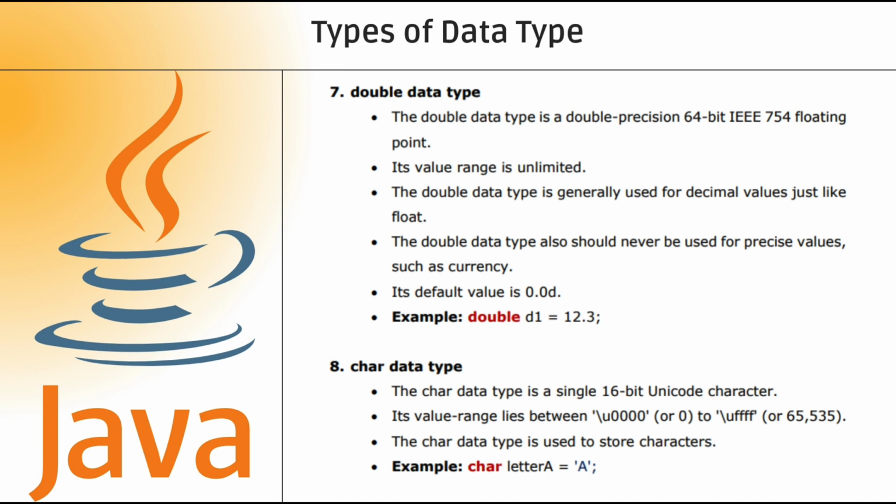So the double can handle decimal points with more precision than float. This is usually the go-to data type when dealing with the fractions or real numbers. And finally, we have the char data type. So this data type is used to store single character like letters or symbols. Okay, the example you can see on the screen, we have saved the letter A using the char data type.